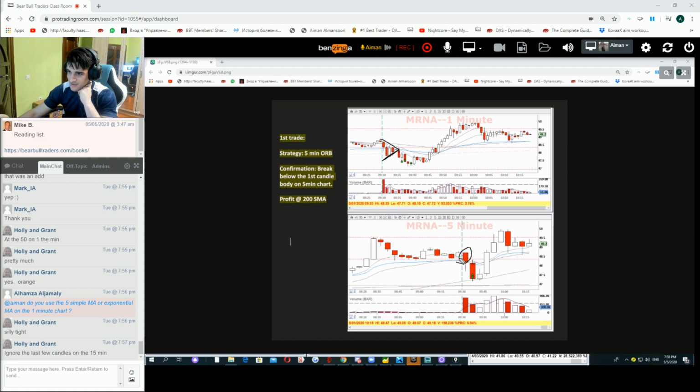Small body candle on the 5-minute chart, close to the view up, making a new 5-minute low with a break of the pennant on the 1-minute chart. Good short, and you took partials all the way to the moving average down there. So yeah, this was smart, and I see that you exited all there.